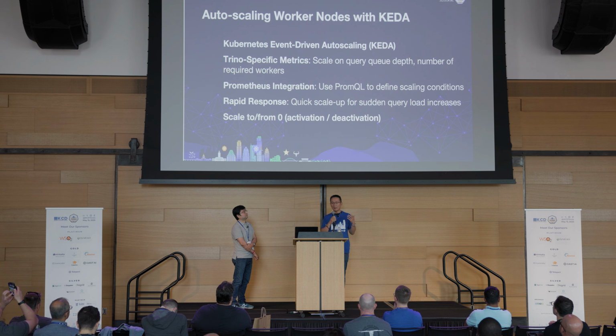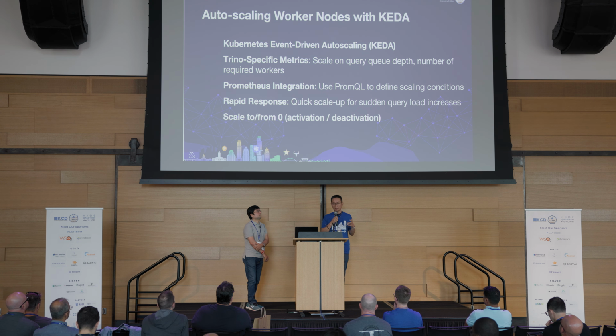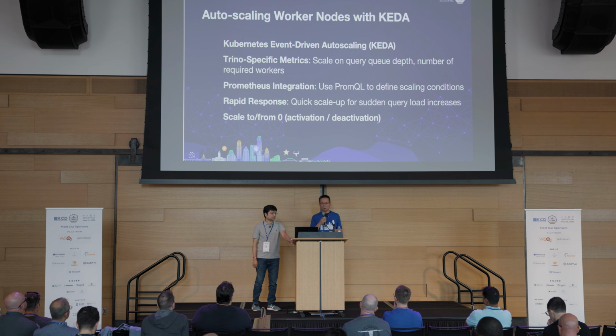We scrape the metrics like queued query length and number of required workers, and we can use these to determine whether the system is under heavy load, and then KEDA will kick in to scale out the worker deployment. Another benefit, I think I mentioned in previous sessions as well, is that KEDA supports scaling in and from/to 0, right? Using the number of required workers for deactivation and activation. That allows us to optimize and minimize the cost of the Trino cluster, especially in a non-prod environment.